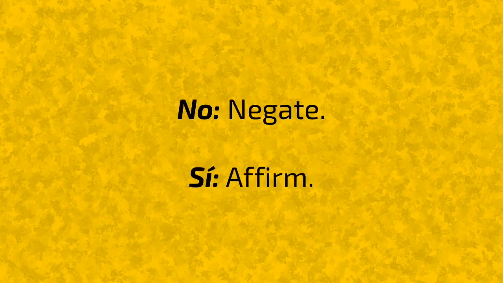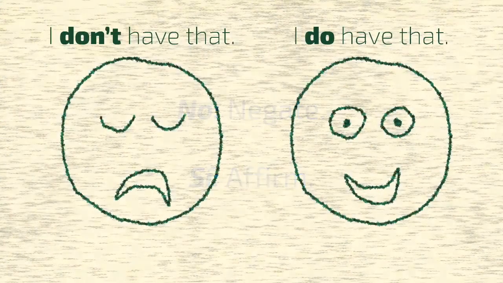So why do we do this? Just like the word no is used to negate a sentence, the word sí is used to affirm a sentence. This is something that we do in English as well, actually. We just don't realize it because we do it in a different way. Let's take this other example that we used before. I don't have that, or yo no tengo eso. This is something I might say in an argument to emphasize that I don't have something.